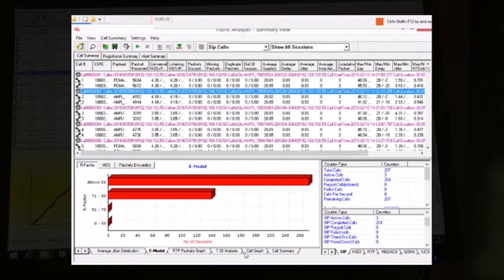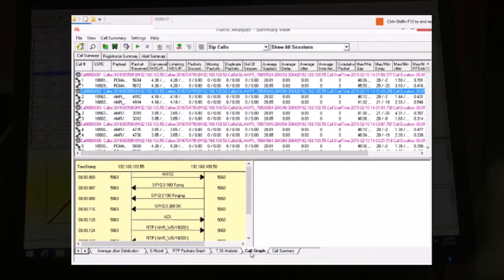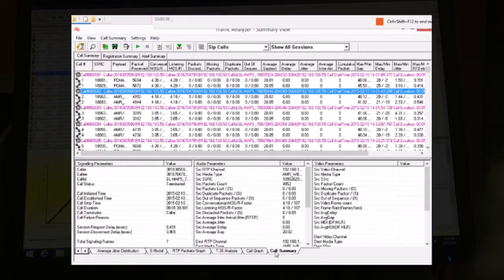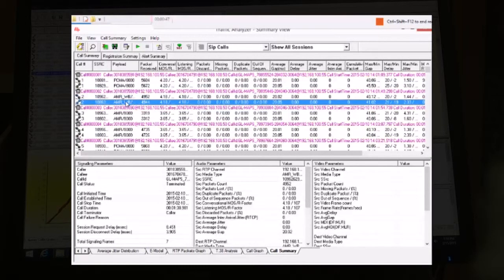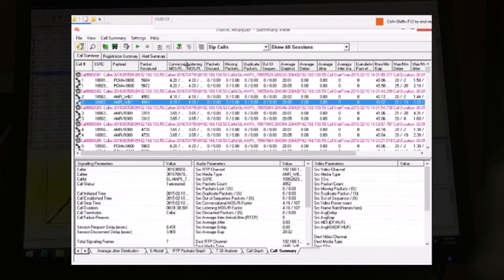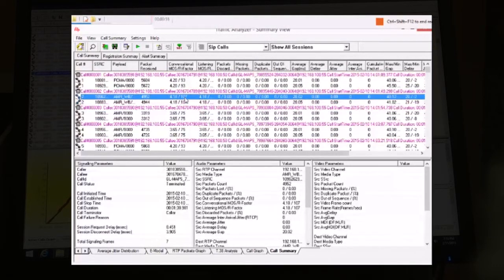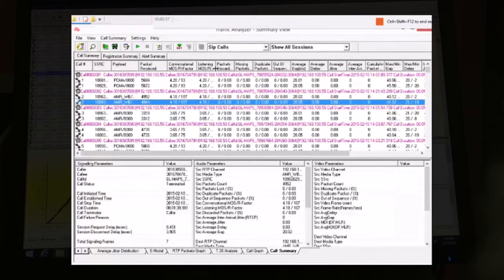So here we're going to show you that since we're generating calls in AMR wideband, AMR narrowband, and G711, let me highlight the AMR wideband call. The one highlighted here is the AMR wideband call. It's 16,000 samples per second, and you can see here the number of packets. An important column here is the conversational MOS score and the listening MOS score.